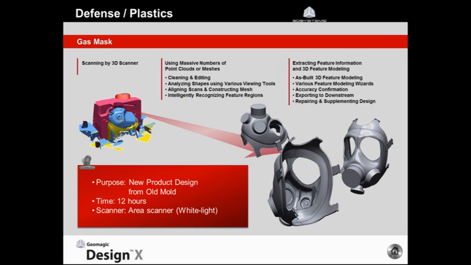But also we can do heavy freeform work. In this case it was a mold for a gas mask, so a new product design from an old mold. So basically we took both sides of the mold and then got the freeform shape and then created the whole new product from it in 12 hours.